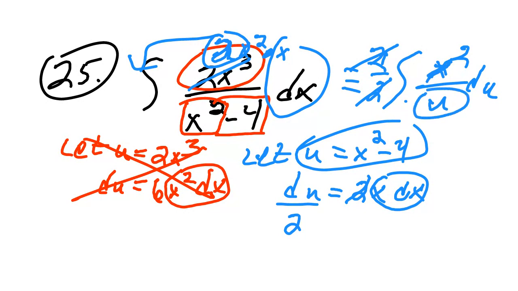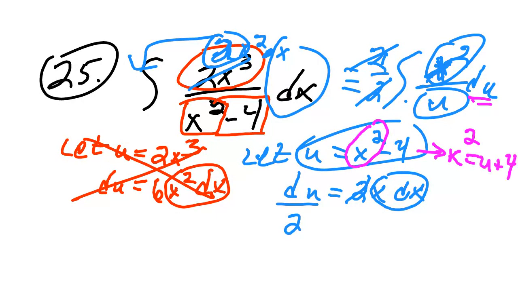But then I still have an x squared on top, and that's a little bit of a problem. How do we get that? I'm going to use a different color here. For this x squared, I need to make that in terms of u, right? I'm putting everything in terms of u. Using this top equation, just add 4 to both sides: x squared equals u plus 4. So I can replace this with u plus 4.